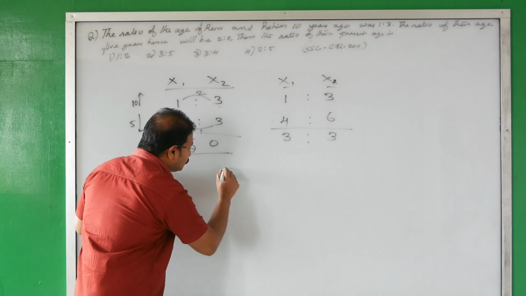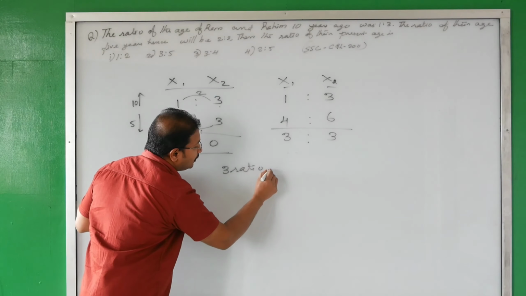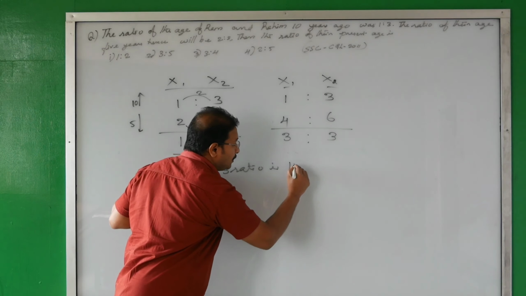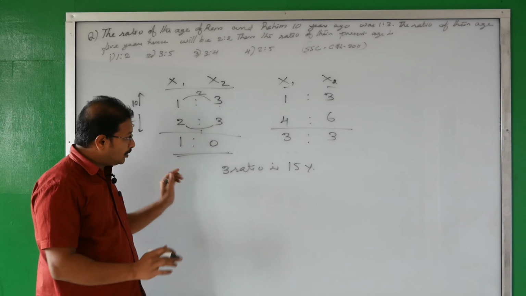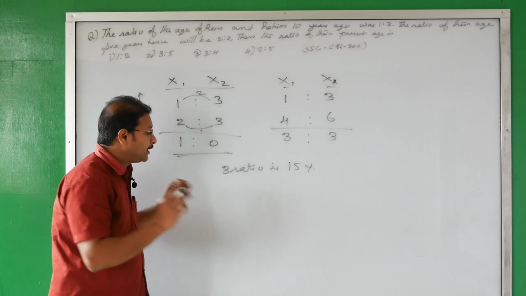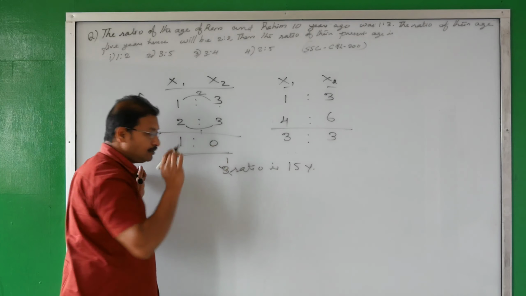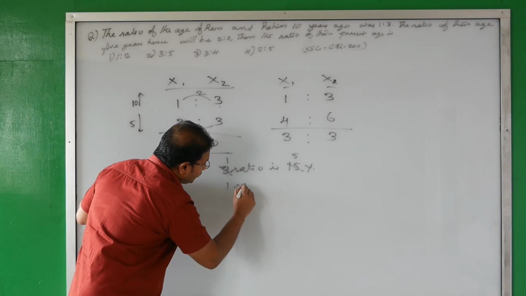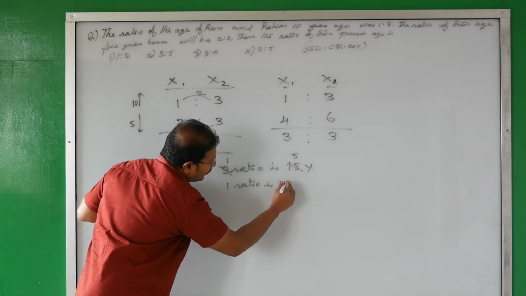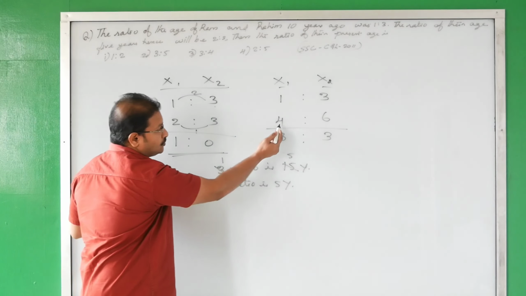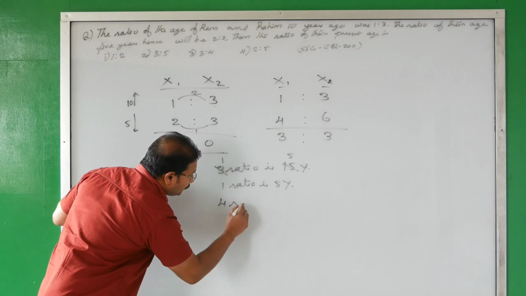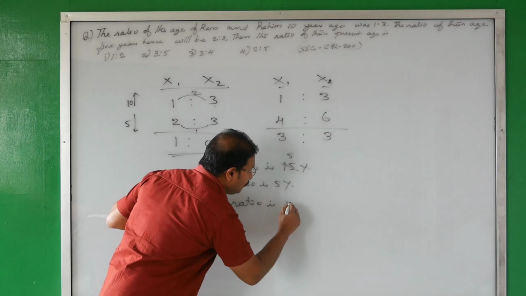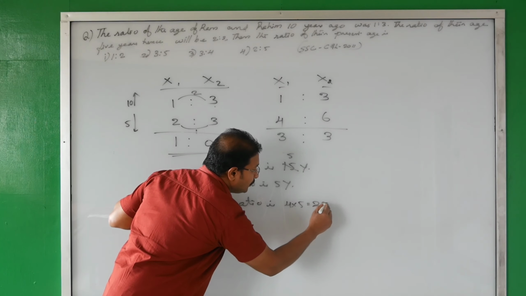Ready? That means we got 3 ratio is, see now, 10 plus 5, 15 years. Now both sides we will cancel by 3. 3 1s are 3. 3 5s are 15. That means you are getting 1 ratio is 5 years. So I am taking now here this one. What is that? 4 ratio. 4 ratio is, what will you do? 4 into 5. 4 5s are 20 years.